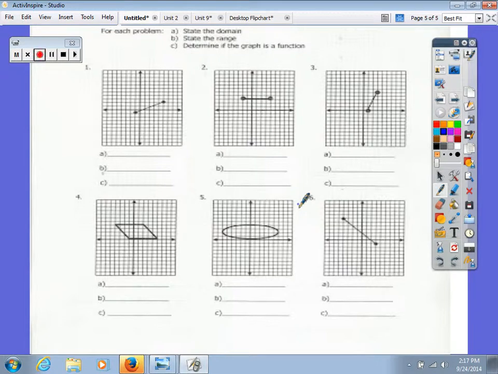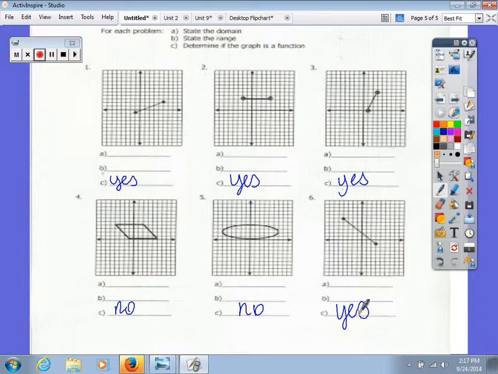So, number 1, I want you to tell me yes or no. What do you think? Is number 1 a function? Yes, very good. Number 2, yes or no? Yes, very good. Number 3, yes or no? Yes. Number 4, yes or no? No. Number 5, yes or no? Number 6, yes or no?